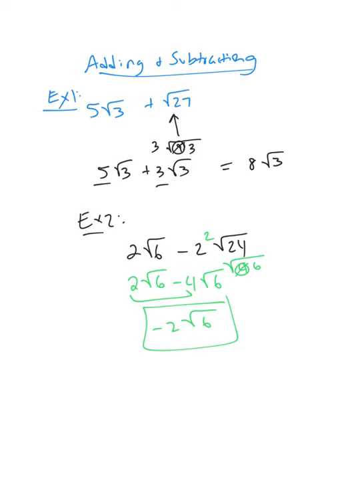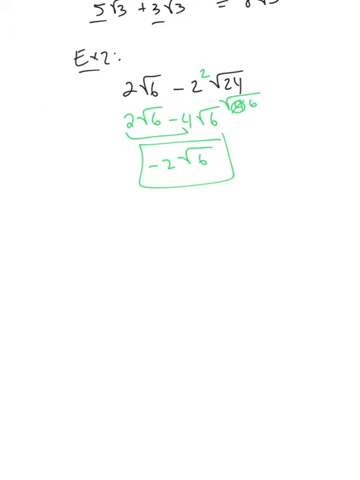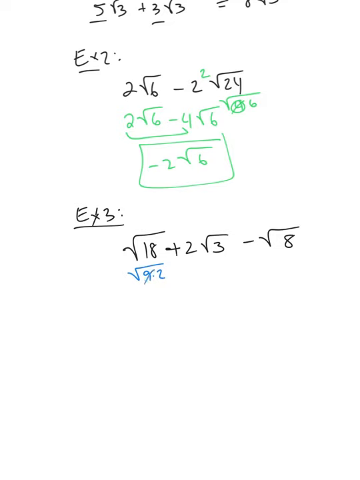Another example, I'll do one more like this. Example 3, if you had the square root of 18 plus 2 radical 3 minus the square root of 8, and I did one like this in your notes also, you would simplify them as much as you can. So the square root of 18 contains 9, so the square root of 9 comes out, that's 3 radical 2. Bring down the 2 radical 3, and the square root of 8 can be simplified because 4 goes in. The square root of 4 is 2, so that's really minus 2 radical 2.